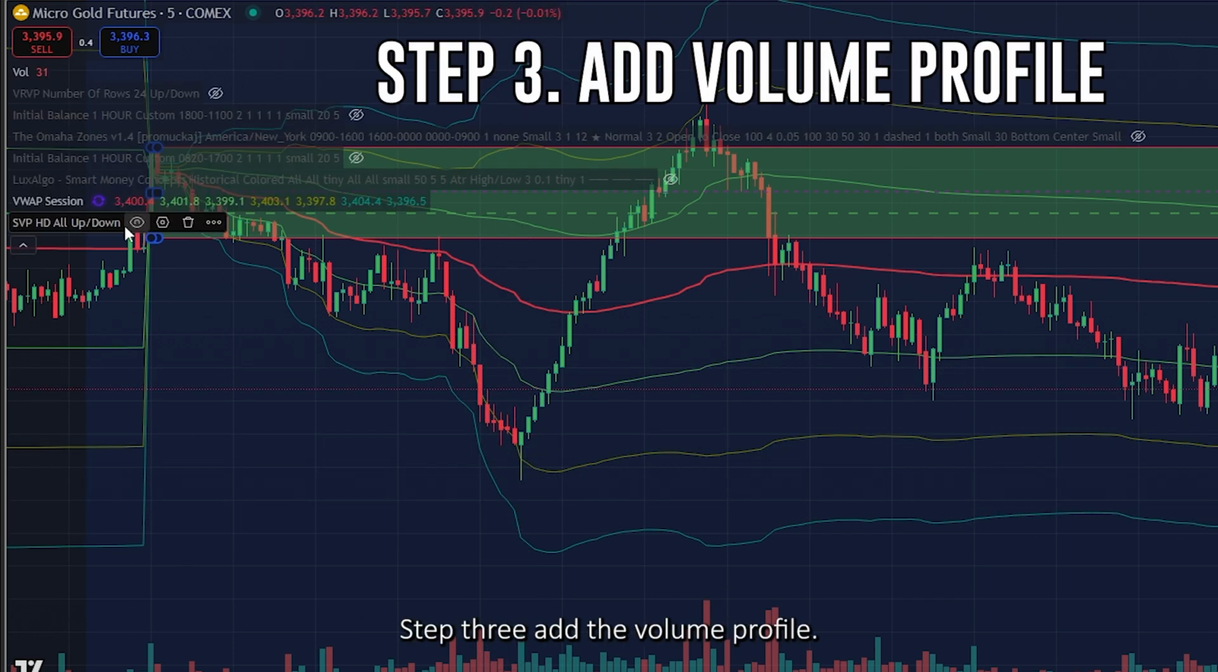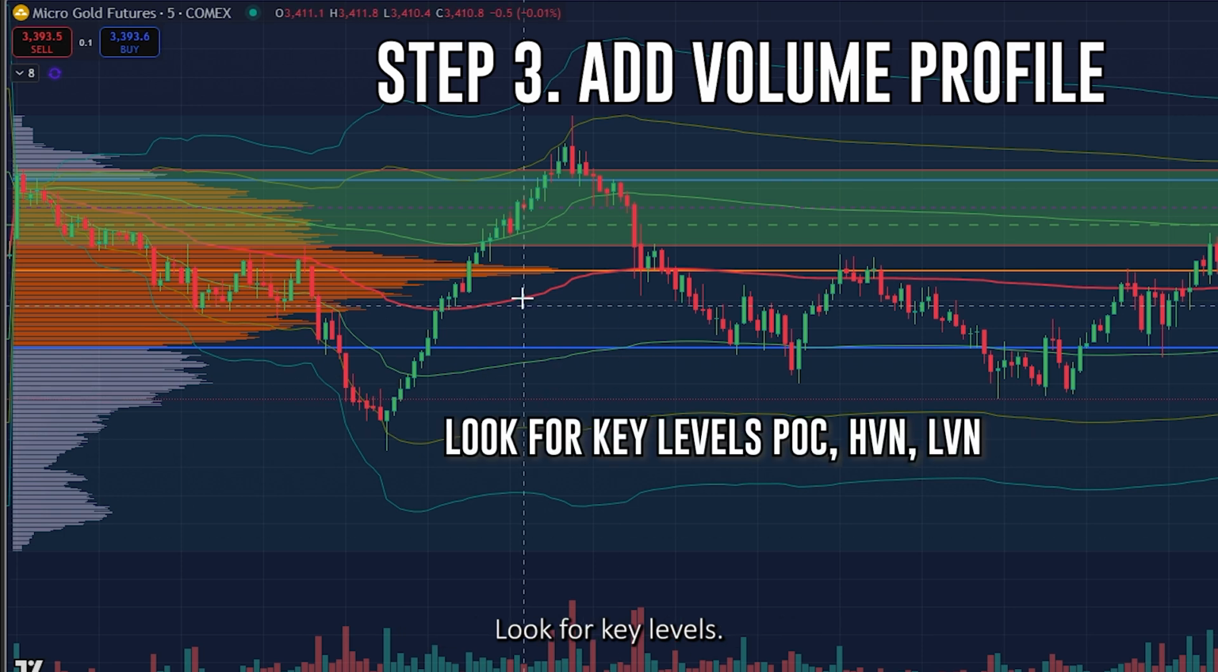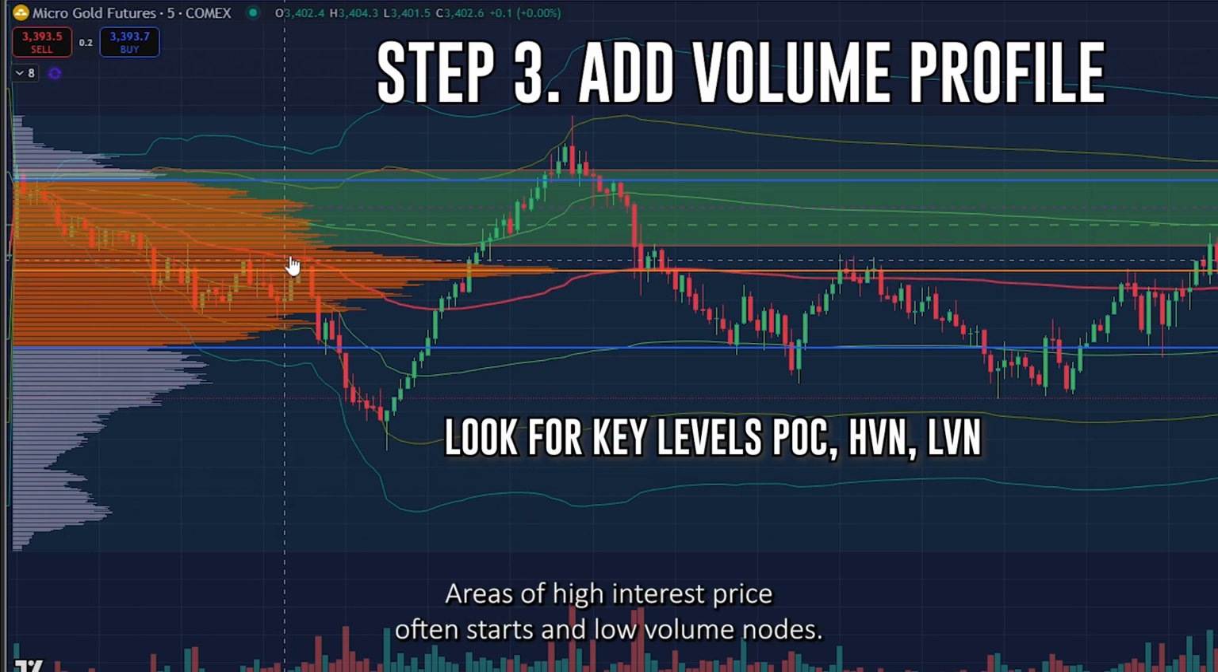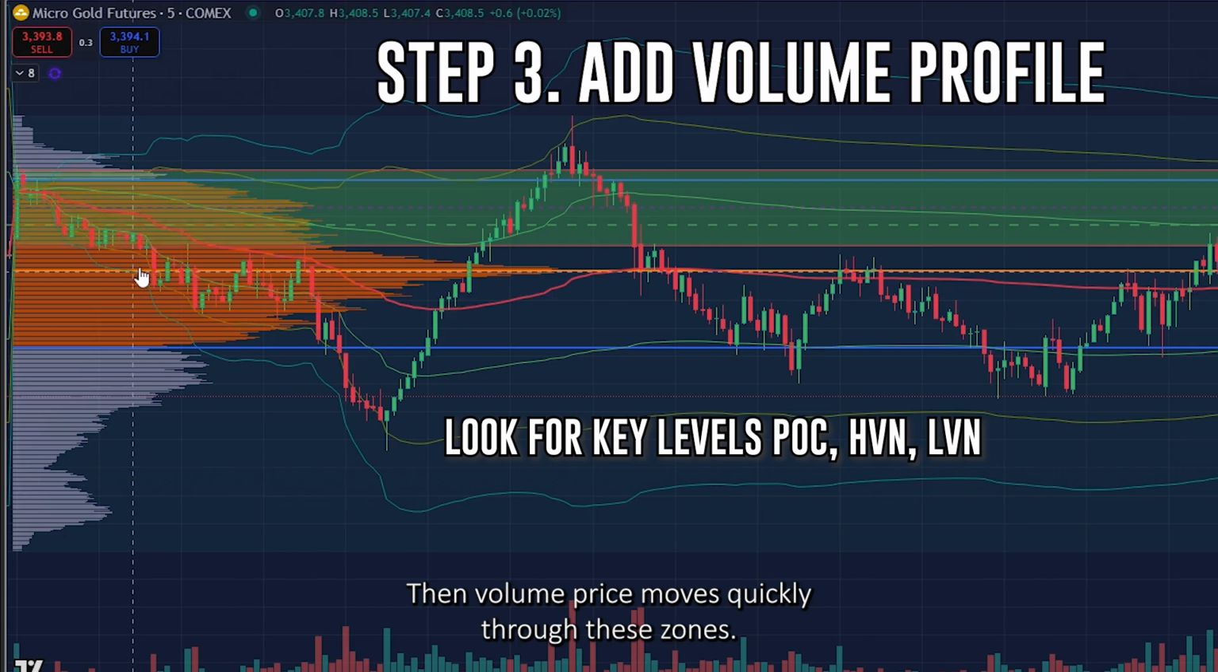Step 3, add the volume profile. Look for key levels: point of control, where the most volume traded, high volume nodes, areas of high interest, price often stalls, and low volume nodes, thin volume, price moves quickly through these zones.